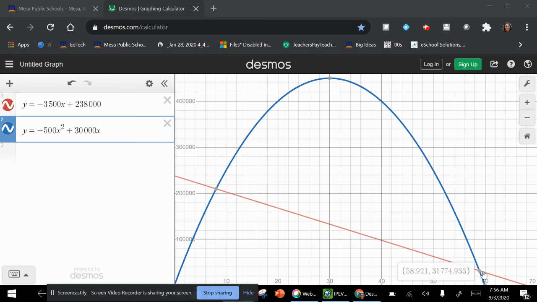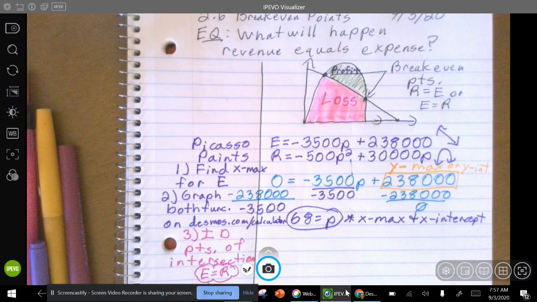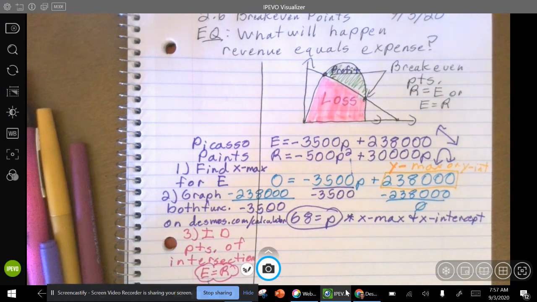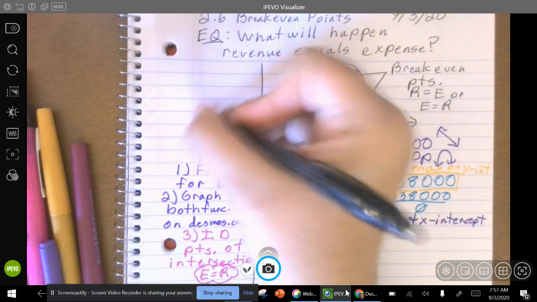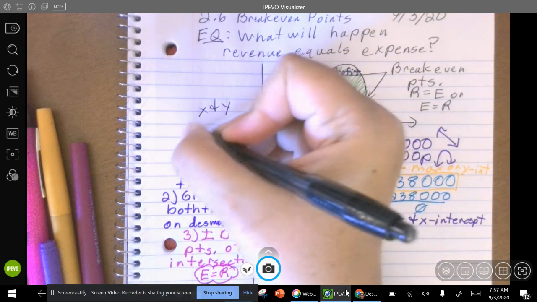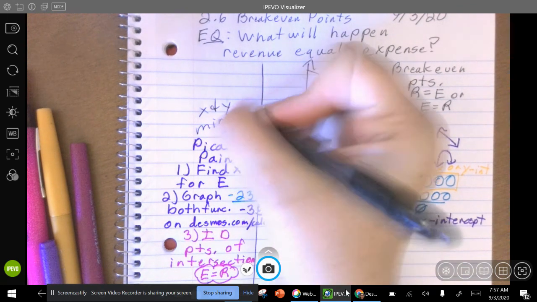So actually 31,774,993 cents. Okay, and then we even have our vertex, our maximum revenue. That would be the price of $30 and 450,000. Okay, so that would be our vertex. We're going to go ahead and sketch a graph on our notes. I wanted you to notice that for X and Y, the minimum is going to be set to 0.